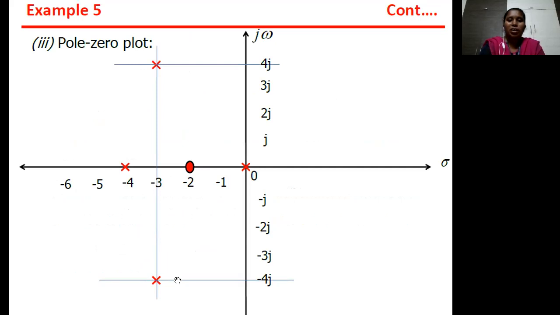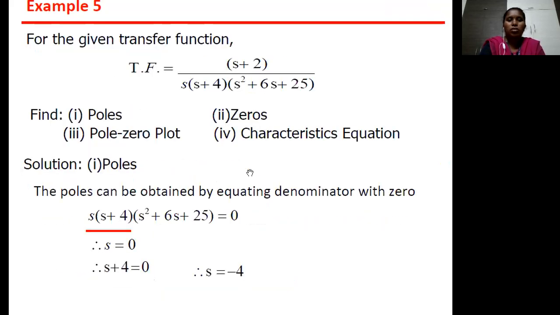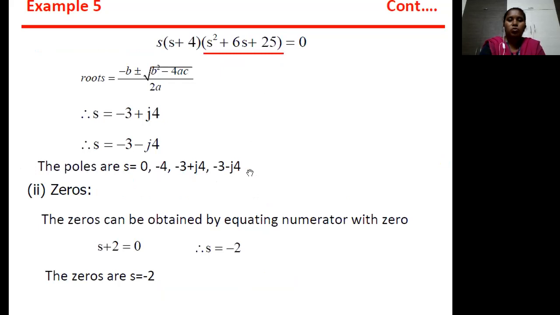And coming to the s-plane representation, we have to consider all the poles and zeros. That means we have to represent all the poles and zeros on the s-plane, right? So again I consider the s-plane, that means the sigma axis and the j omega axis. We have to represent all the real values and all the imaginary values. Initially I am representing the poles on the S plane. What are the poles we obtained? Those are 0, minus 4, minus 3 plus j4 and minus 3 minus j4, right?